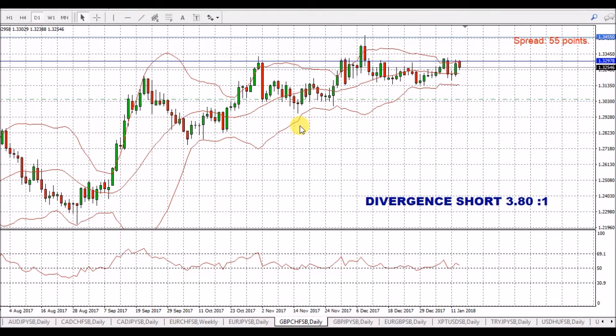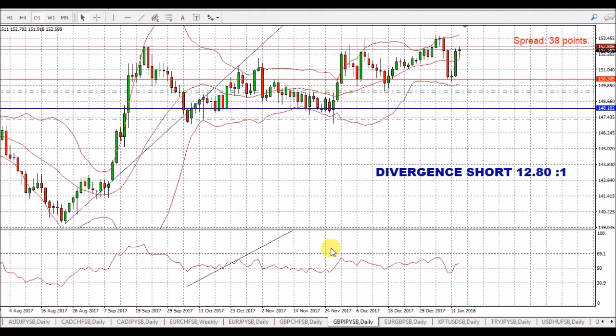Pound Swiss franc, it's just been sideways for such a long time. We have got a short divergence of only 3.8 to 1. So over the next few weeks, I'm certain, we will see this increase, and I would like to get this below the 50 to make sure that it goes down.